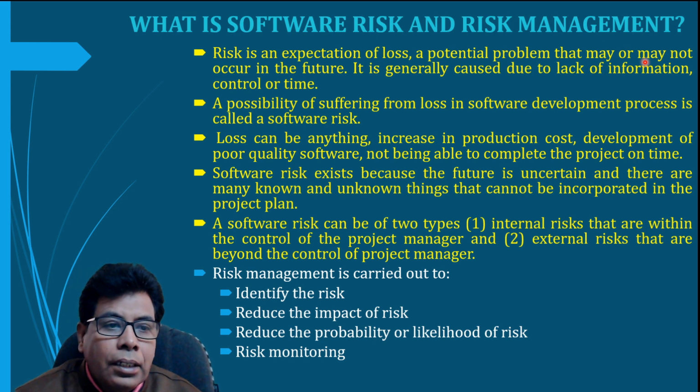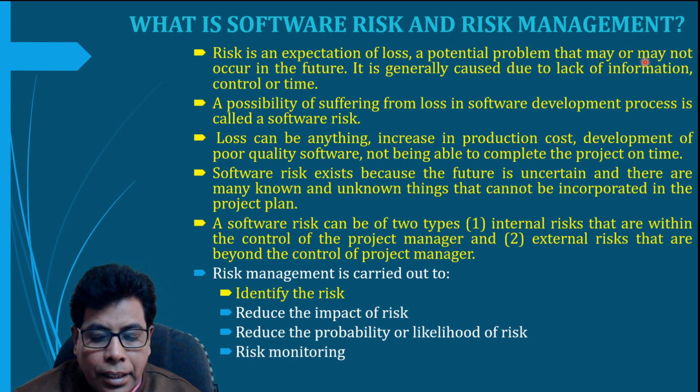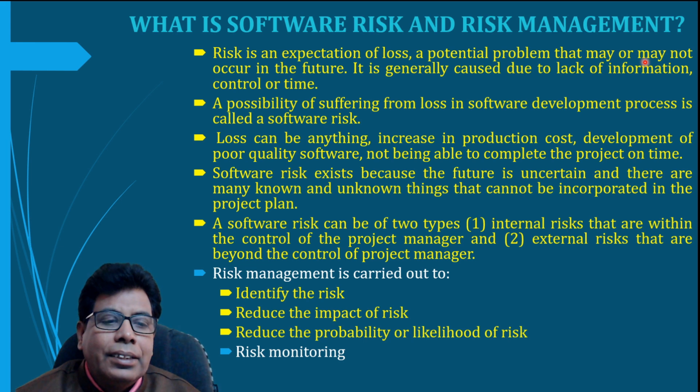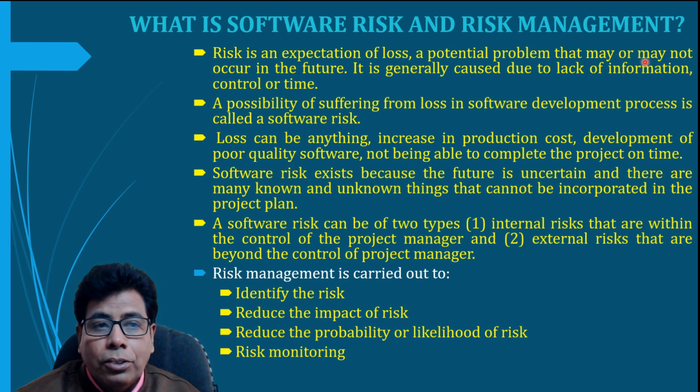Now, what do we carry out risk management for? Identify the risk, then reduce the impact of the risk, then reduce the probability or likelihood of risk, so the risk does not occur. And lastly, risk monitoring. So if it occurs, then we have to monitor the risk and see that the impact of the risk is minimum. So this is what we mean by the software risk and risk management. Now let us go further.